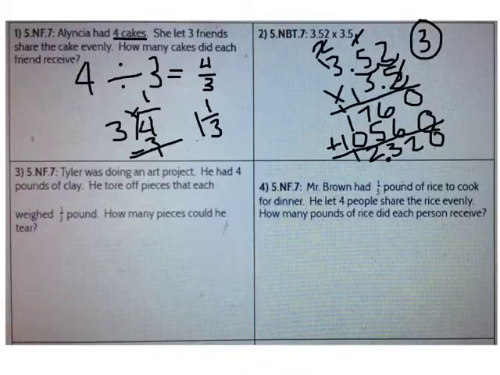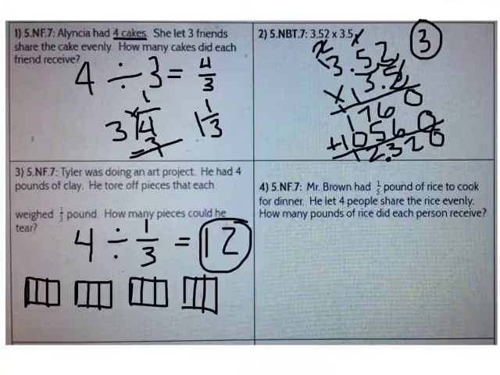Tyler is splitting the clay into equal pieces. What division sentence could I use to solve this problem? I could use 4 divided by 1/3 because 4 pounds of clay are being split up into 1/3 pound pieces. I know that I can draw a model to solve this problem. Go ahead and draw a model, then enter your answer in the box. What's 4 divided by 1/3? There are 12 1/3s inside of 4, so the correct answer is 12. Tyler could tear off 12 pieces.